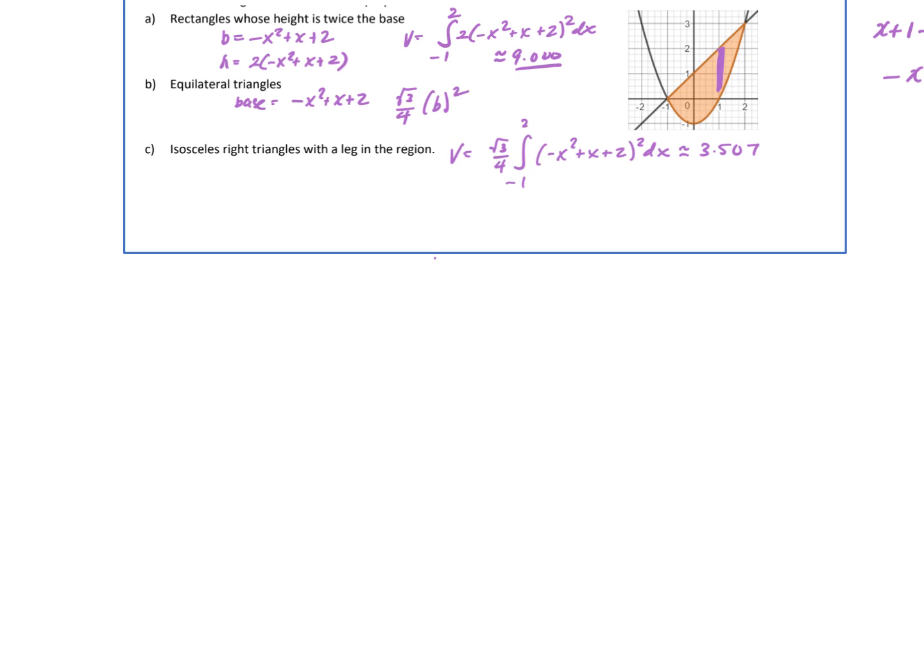And then lastly, an isosceles right triangle. So this is 1/2 base times the height. So now the base and the height are the same. And again, this is still the base, okay? So for the volume, we're going to get 1/2, and then -1 to 2. And then it's going to be base times height, but the base and the height are the same. So I could say negative x squared plus x plus 2 squared dx. Again, put that in your calculator, you get 4.050.